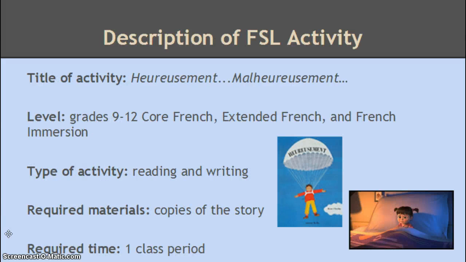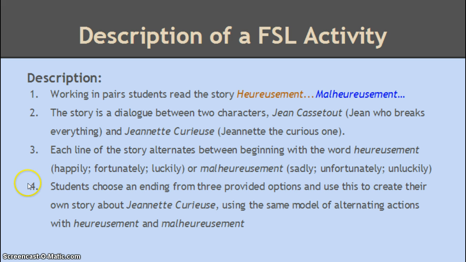I was inspired by the activities of the CASLT website and decided to implement this particular activity in one of my grade 9 academic core French classes. The title of this activity is Heureusement, Malheureusement. It was listed as being appropriate for grade 9 to 12 core French, extended French, and French immersion. It is a reading and writing based activity. The materials required were copies of the story, pens and paper, and it required a total of 1 class period.